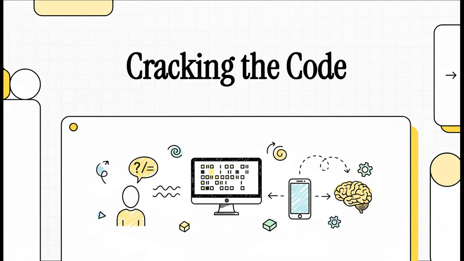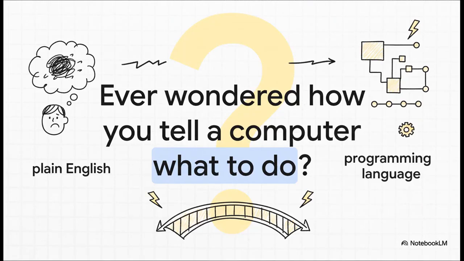We're diving into how we actually talk to computers and looking at the basic instructions that power, well, our entire digital world. So really, think about it. How do you tell a computer what you want? I mean, you can't just say, hey, build me a website and expect it to happen. There's this huge gap, right? A language barrier. And bridging that barrier, that's what programming is all about.